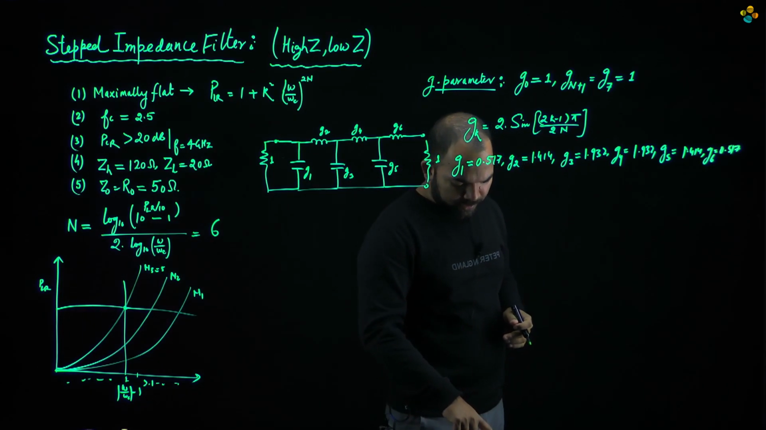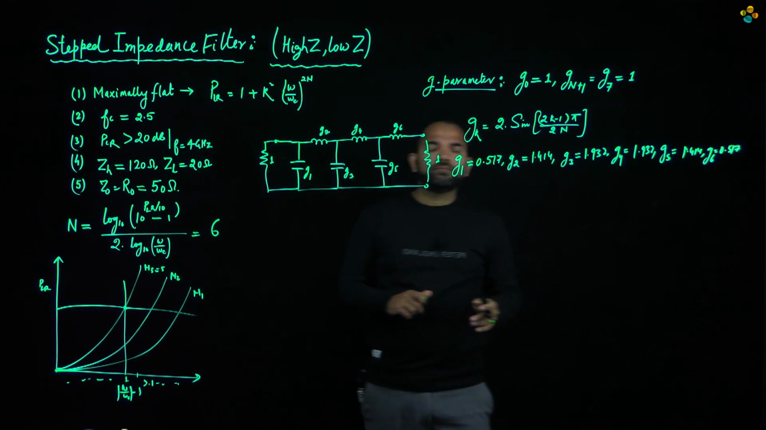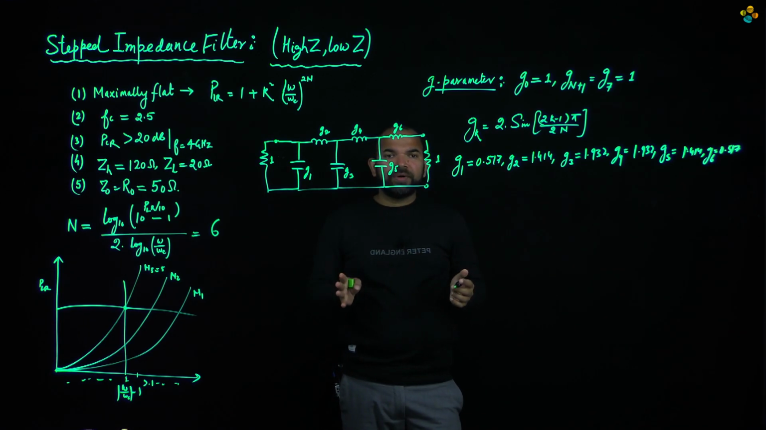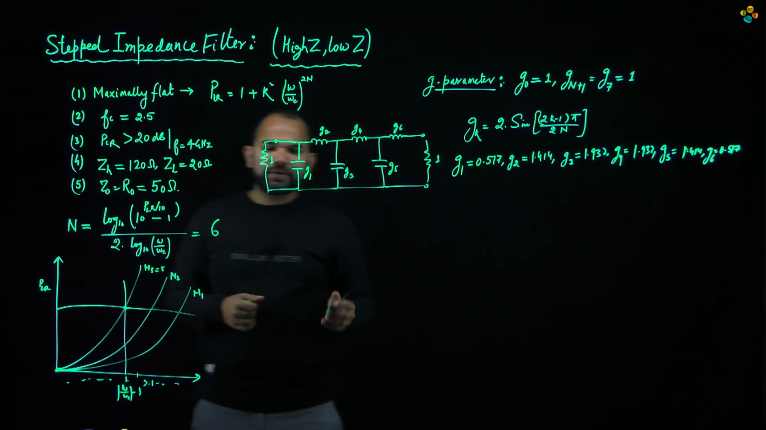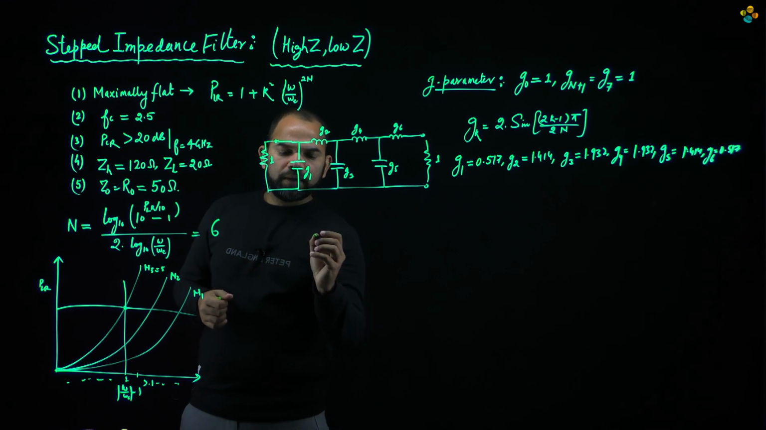Now the next step is to replace these G parameters with an equivalent stepped impedance line. We have seen this in the previous configuration. So let's put in the section numbers.